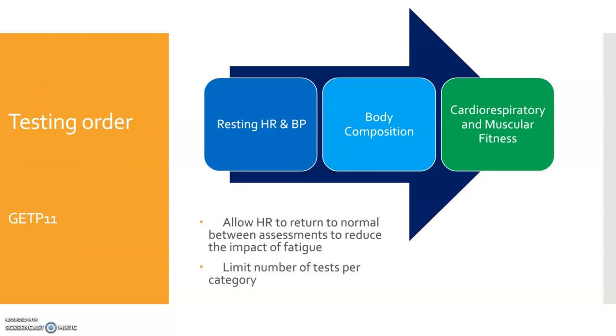Testing order. So when we're choosing, we're going to do a bunch of tests for a variety of components of fitness. You want to program it in at minimum this order to make sure that it's accurate and fatigue doesn't become a factor. So you want to take their heart rate and blood pressure first. If you take their heart rate and blood pressure after they've just run a mile or lifted a bunch of weight, it's not going to be a resting heart rate. It's going to be a recovery heart rate or an exercise heart rate. And that's not what we intended, right? So resting heart rate and blood pressure first, then body composition, and then you'll do the other components of fitness.